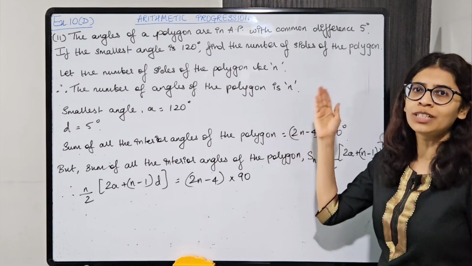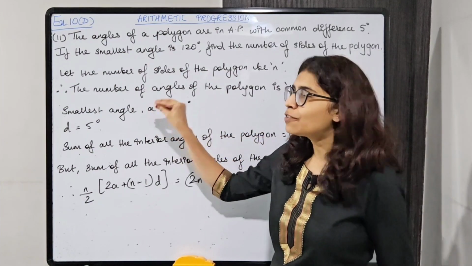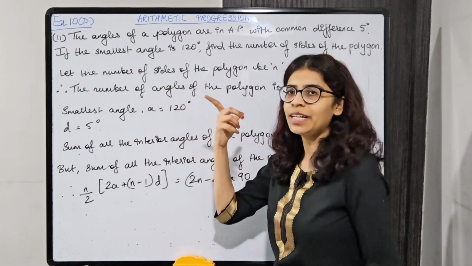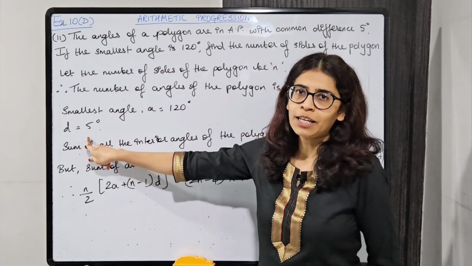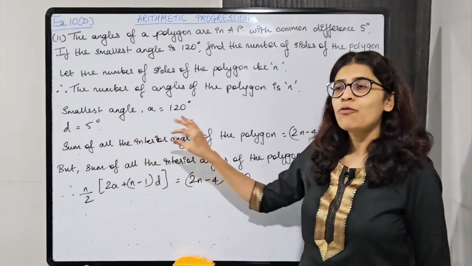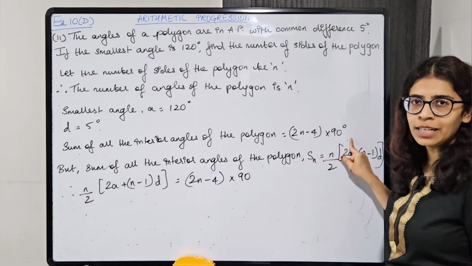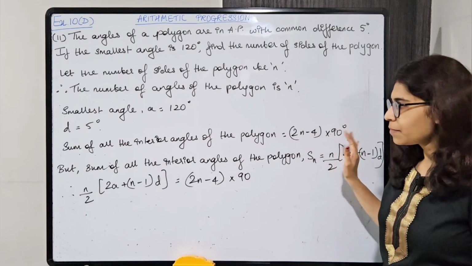जितने sides हैं उतने ही angles हैं. Okay, smallest angle, that is the first term, we are taking as 120 degrees, and D is 5, that is common difference is 5 degrees. We know that sum of all the interior angles of the polygon is (2n minus 4) into 90 or (n minus 2) into 180, right?